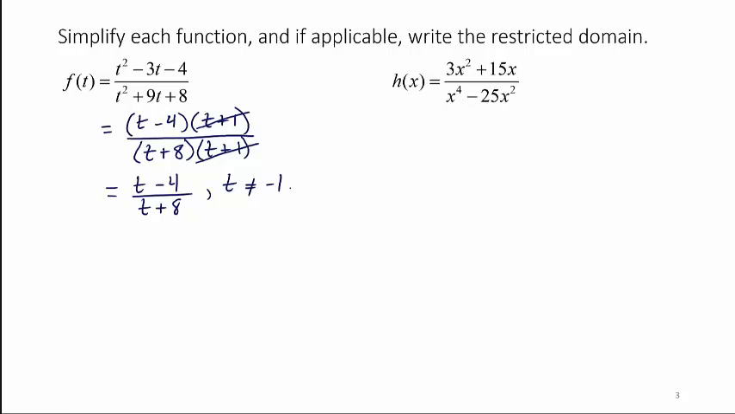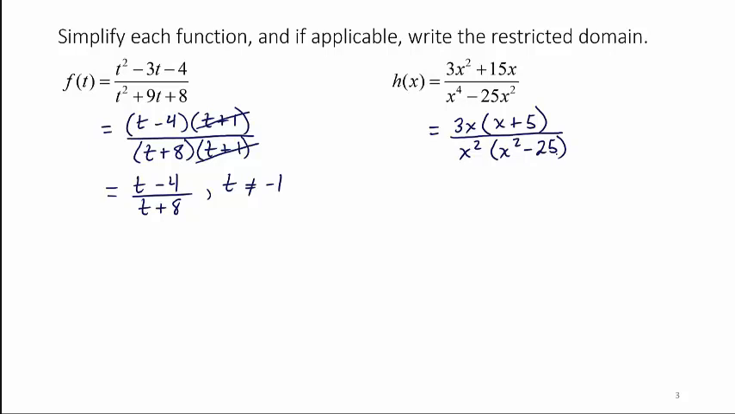h of x is equal to 3x squared plus 15x all over x to the fourth minus 25x squared. Okay, so let's simplify that. In the numerator, I can factor out 3x, right? And that will leave x plus 5, right? We distribute the 3x back through. We get 3x squared plus 15x. Yes. Okay, and in the denominator, I can factor out an x squared, right? So that will leave x squared minus 25. So we have x squared times the quantity x squared minus 25.